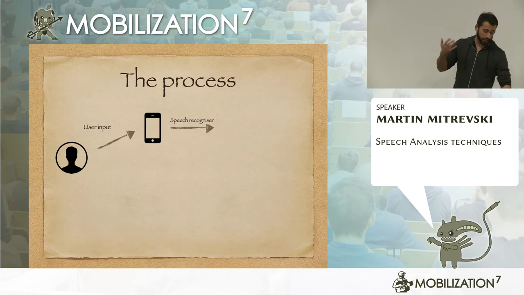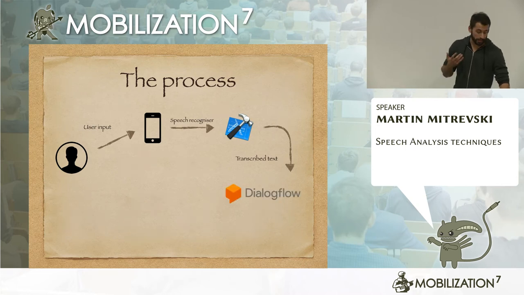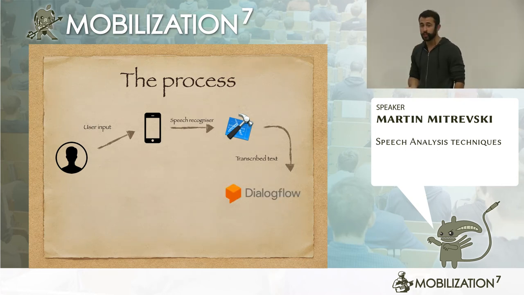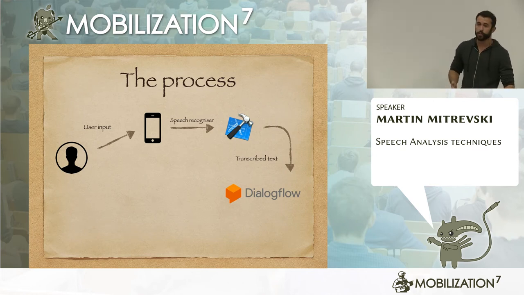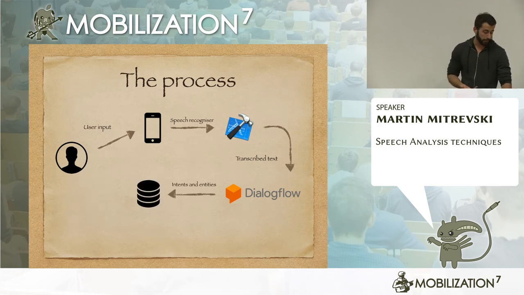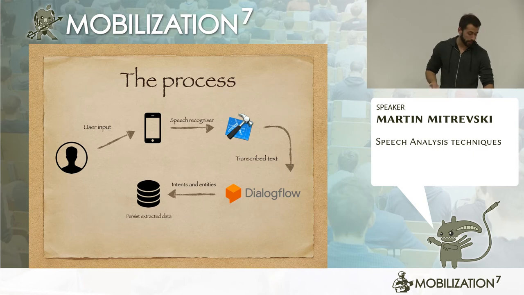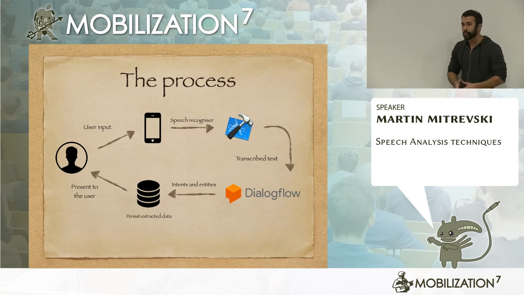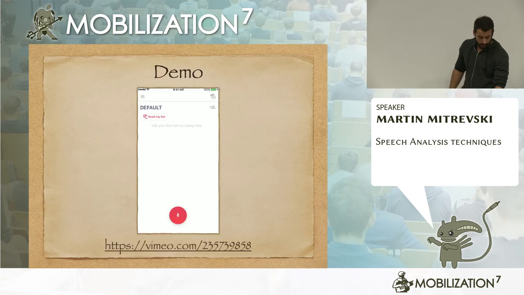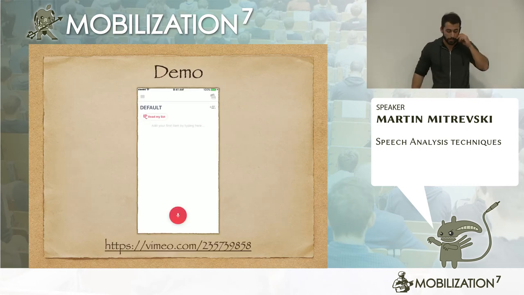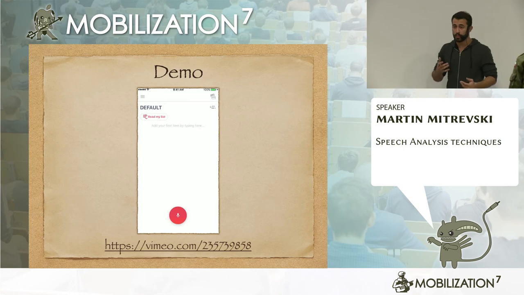With this framework, we are just converting everything to plain text. And we take this text and we are sending this to Dialogflow. And then Dialogflow does its thing based on the training we have provided. It returns the intents and entities in a JSON format. We are persisting them either in a service or in a server or locally, and then presenting them to the user. So it's a pretty simple integration. And I will show you now a demo of an app that we did with these intents.